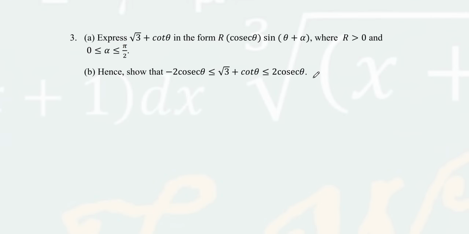Okay, so the third question, A. Express square root 3 plus cotangent theta in the form r cosec theta sine of (theta plus alpha), where r is greater than 0 and alpha is between 0 and half pi. B. Hence, show that square root 3 plus cotangent theta is between these two values. Okay, so I will rewrite the question first.